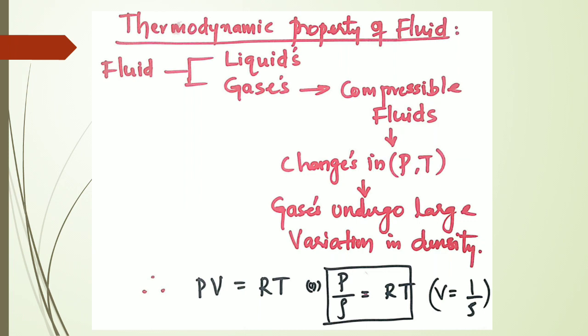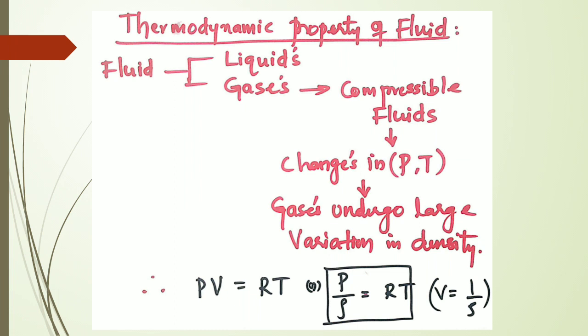So gases are compressible fluids, which change with respect to pressure and temperature. When these change, what happens? Gases undergo large variation in density, whereas in liquids there is not much variation in density. I told you, the density of almost all liquids remains constant; not much variation will be there when they undergo pressure and temperature changes. But in gases, there is much variation regarding the density.